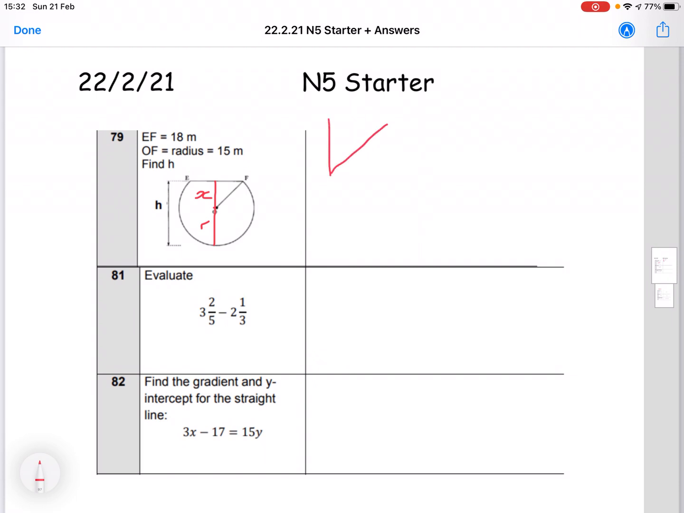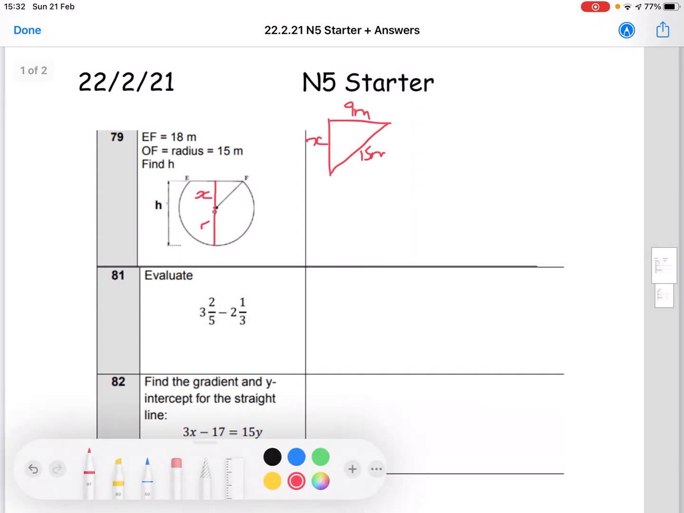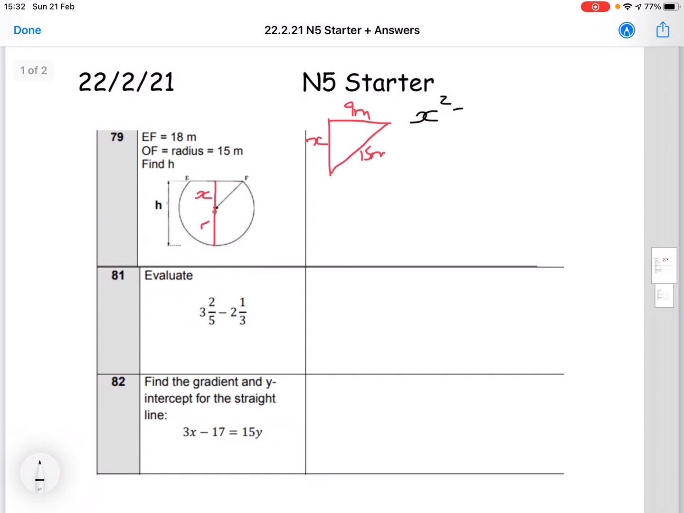So if we bring that out into its own triangle, we've got X at the side. You're told your radius is 15, so that would be O to F, so you're told that you've got 15 metres on that side, and we're told that E to F is 18 metres across, so that means that just halfway across that would make that 9 metres at the top there. So now we can just do some Pythagoras to work out this missing side here. So x squared equals 15 squared minus 9 squared, because you're finding a shorter side, okay? Remember, if you were finding either of the short sides, it's a subtract. If you're finding the long side, it's an add.